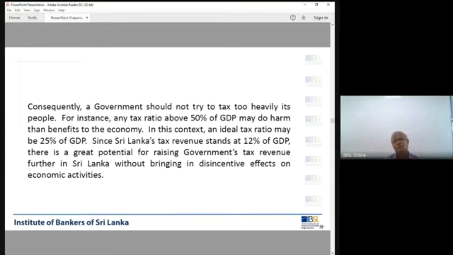Consequently, the government should not try to tax its people too heavily. It has a discouraging effect. For instance, any tax ratio above 50%, now these numbers you don't need to worry about, 50% of GDP may do more harm than benefit to the economy. Tax ratio of GDP, 50% of GDP.